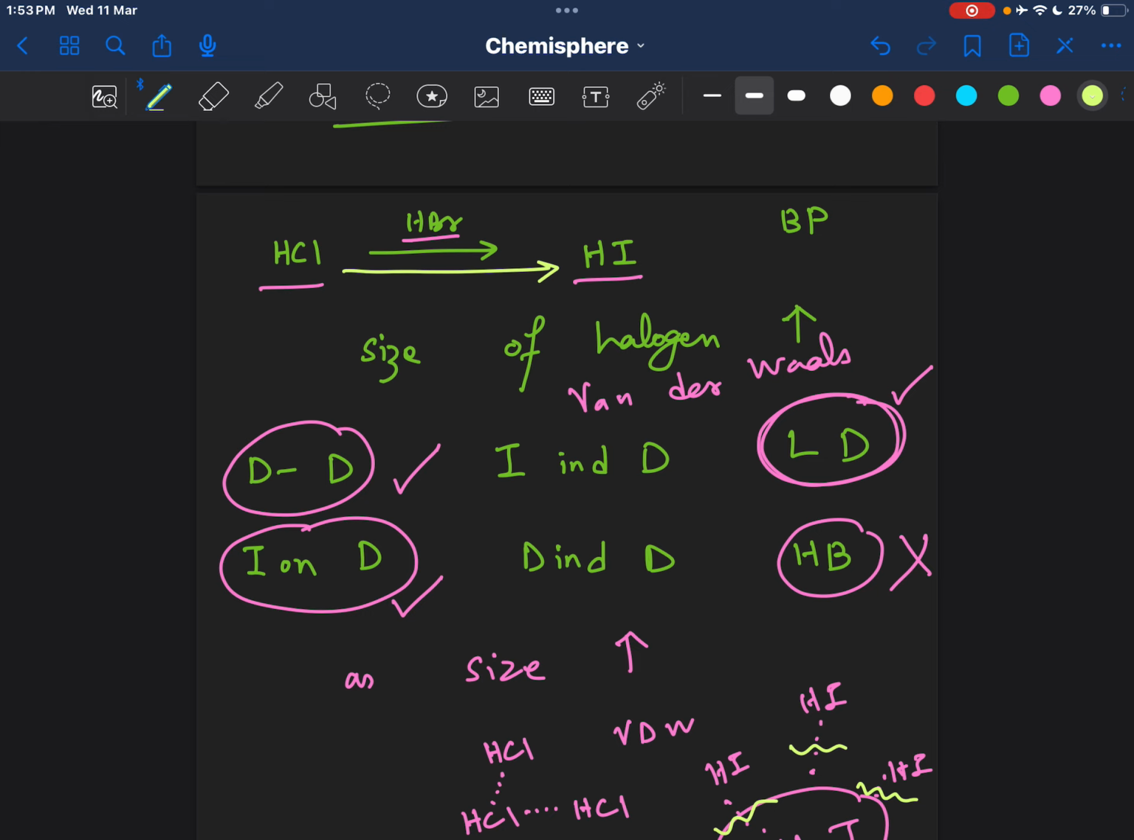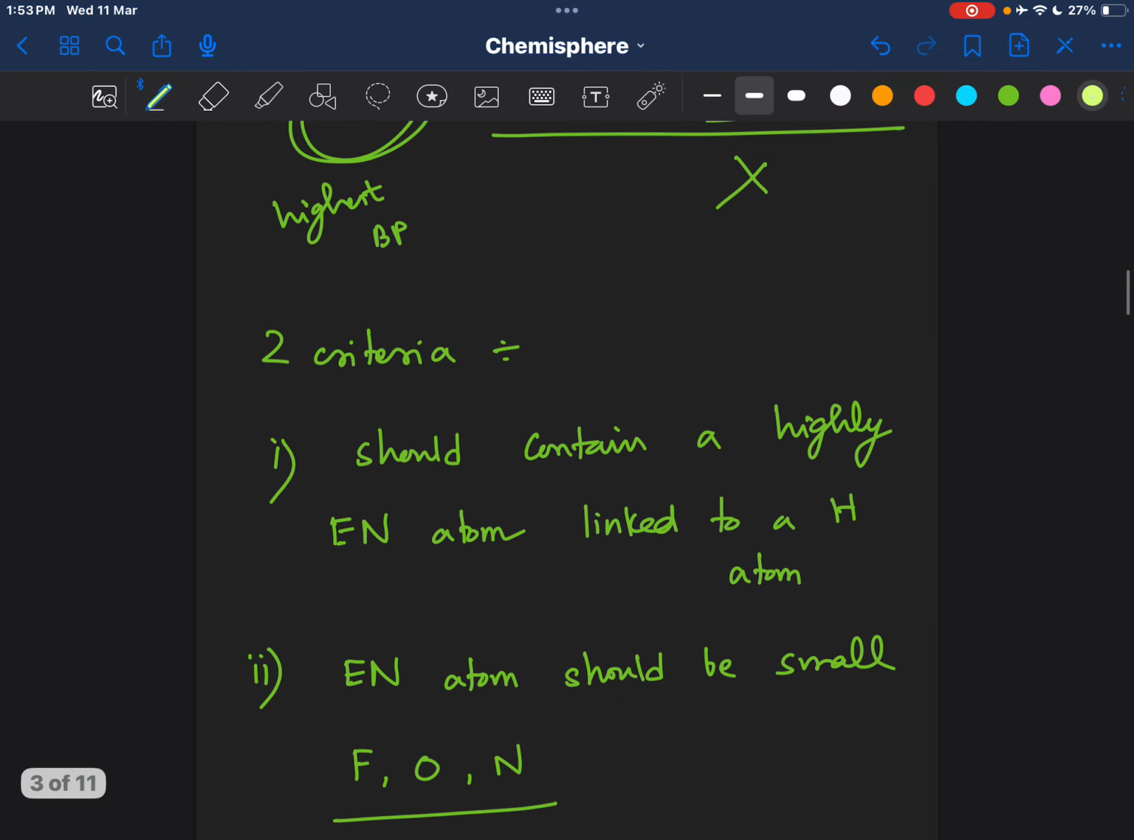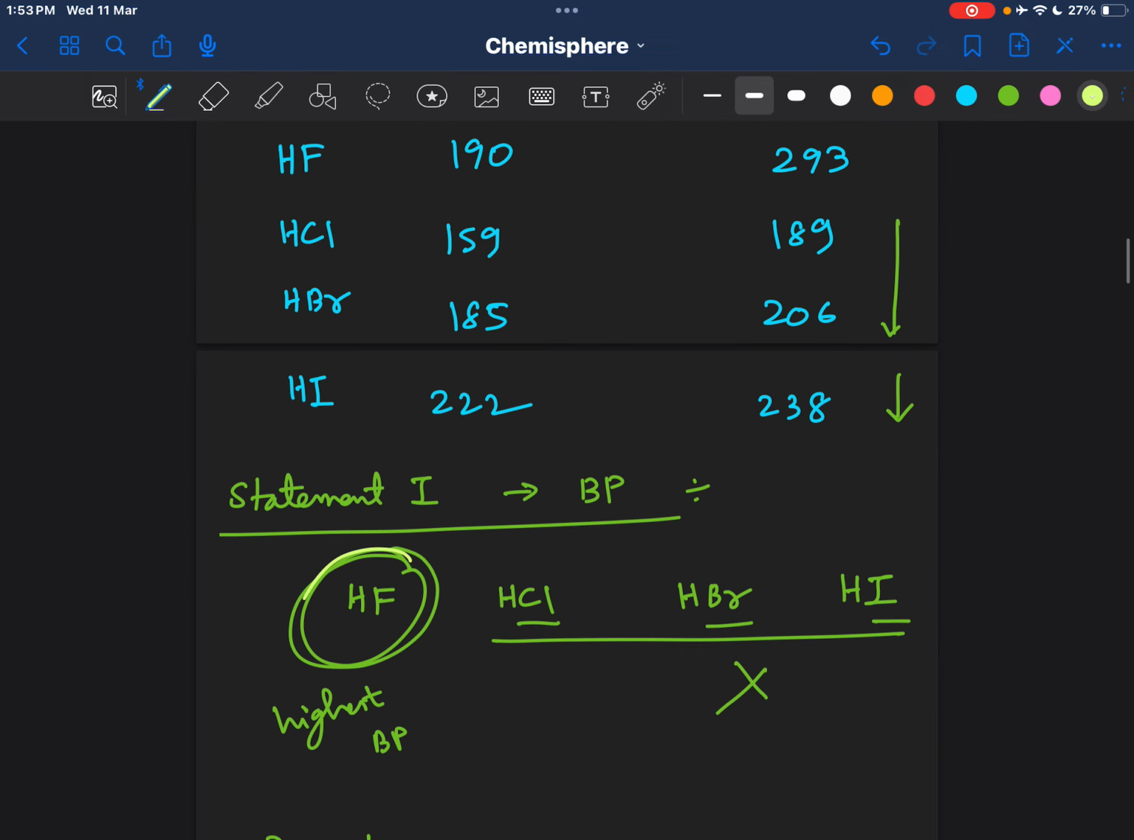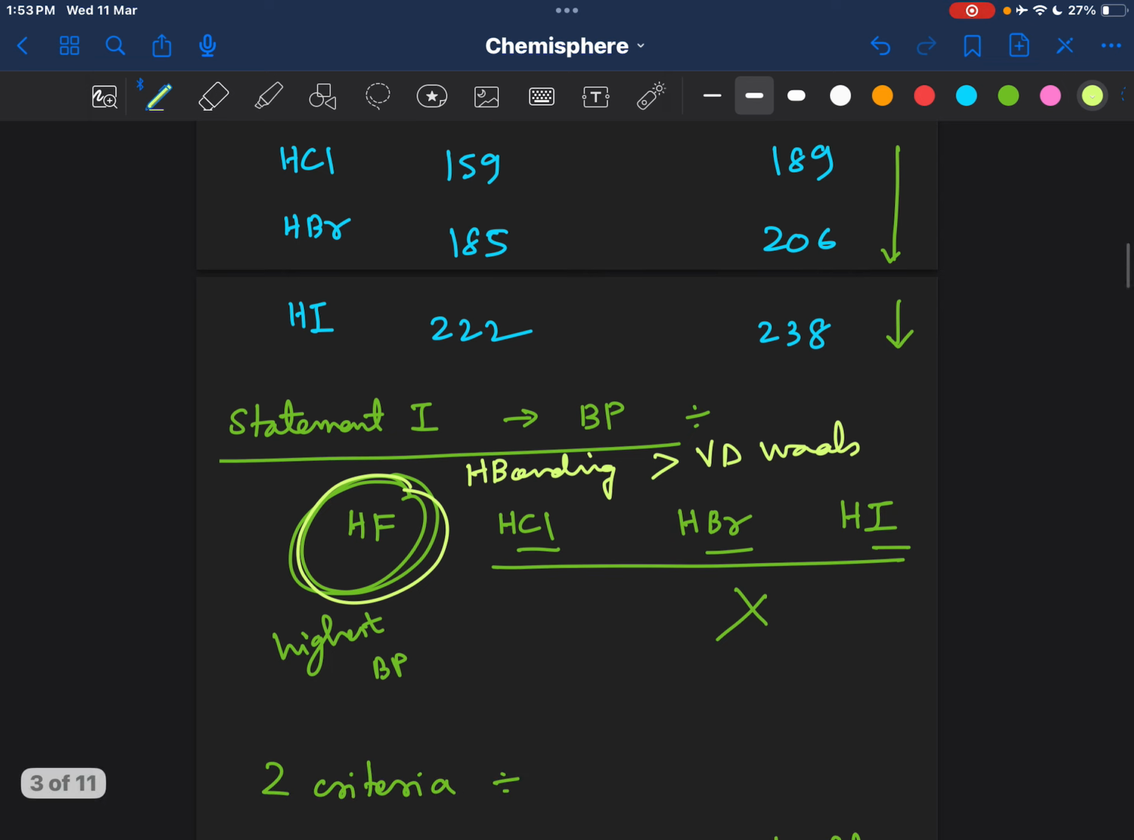That's the reason why the boiling point is maximum for HF, because obviously hydrogen bonding dominates over van der Waals. There is no doubt about it, in the liquid state. So hydrogen fluoride has the maximum boiling point, and then it increases from HCl, HBr, HI, because the size increases and the van der Waals forces are increasing. So that's the scene about the hydrogen bonding in the liquid state, and also about the boiling point.